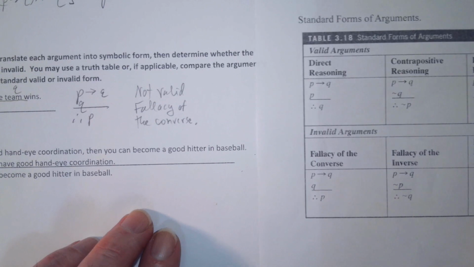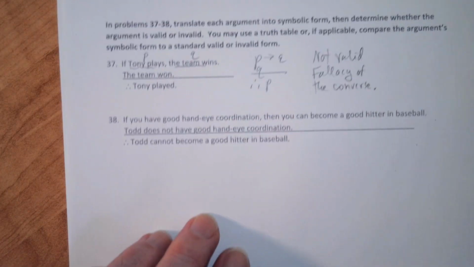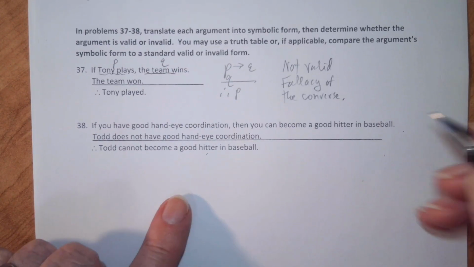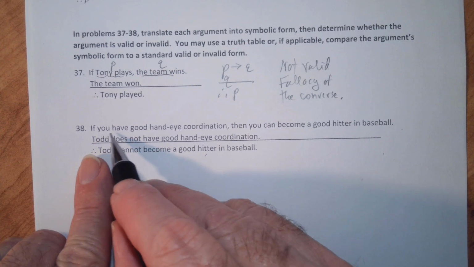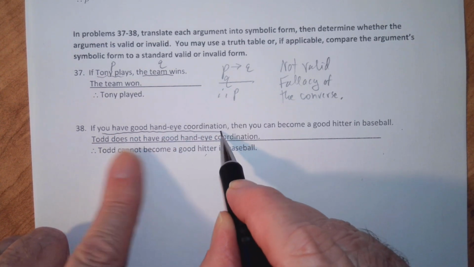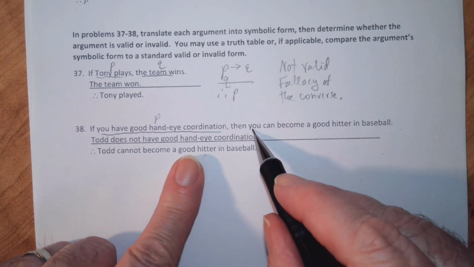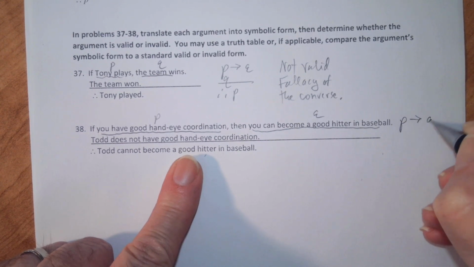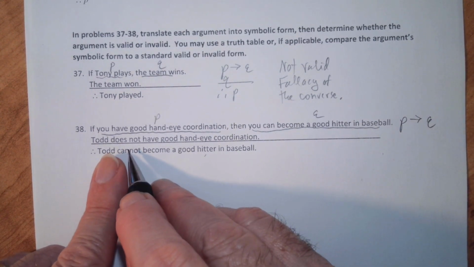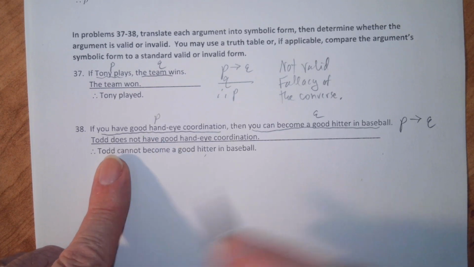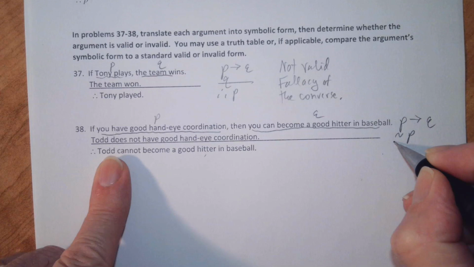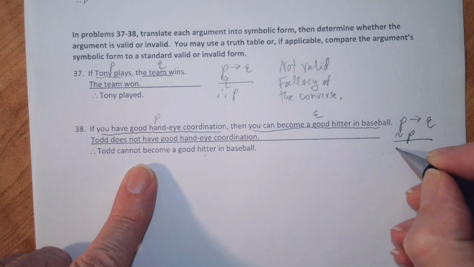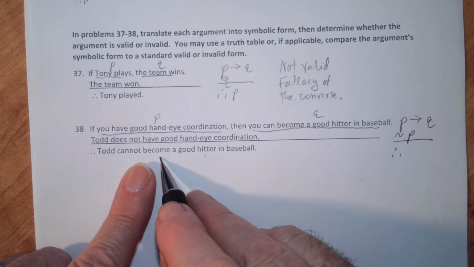All right, last one. So if you didn't get these, you might try 38 and then watch the video and see how you did. Okay, so if you have good hand-eye coordination, so there's your P statement, then you can become a good hitter in baseball. There's your Q statement. So we have P implies Q. Todd does not have good hand-eye coordination, so that would be not P. Therefore, Todd cannot become a good hitter in baseball. So that would be not Q.